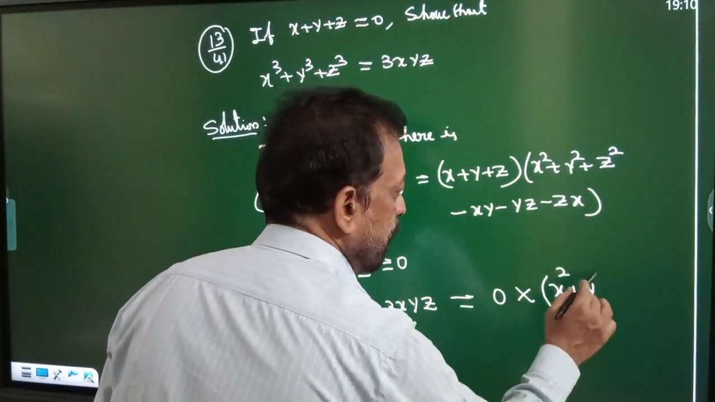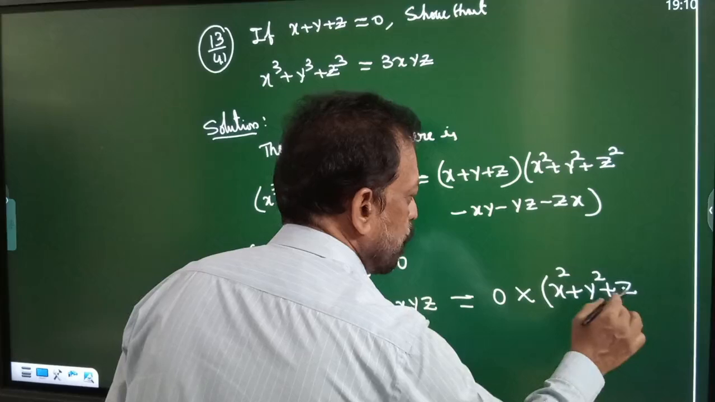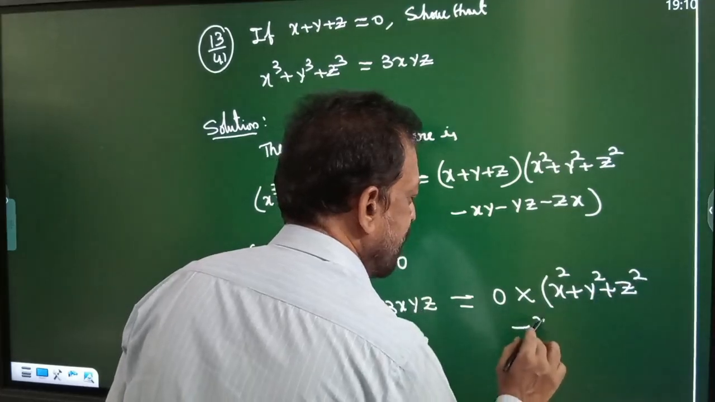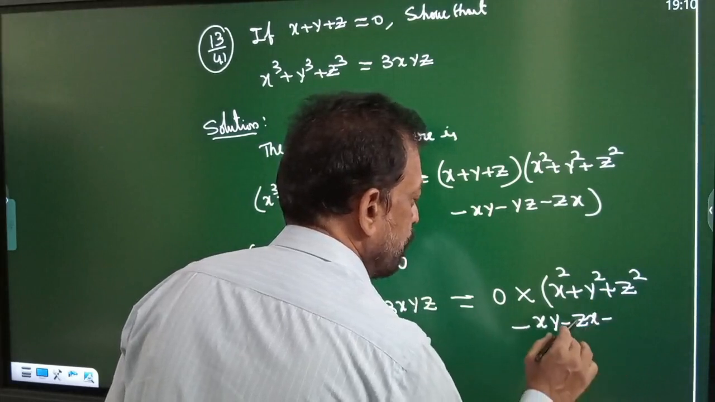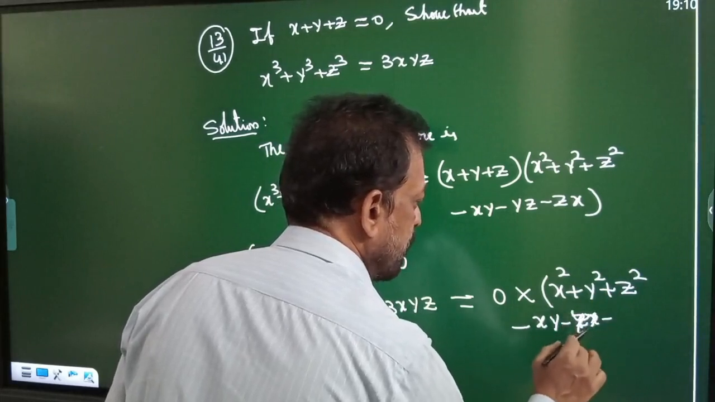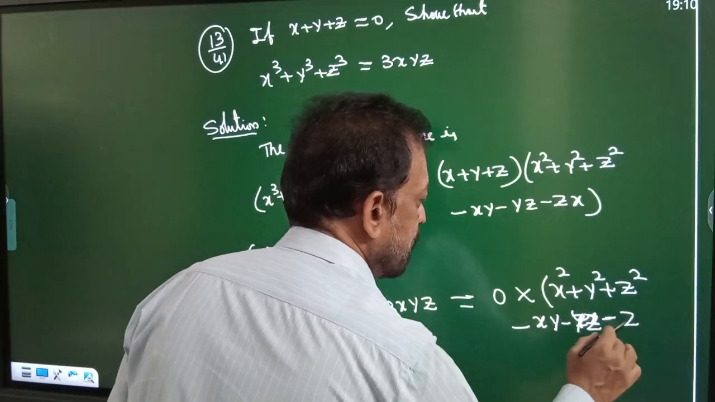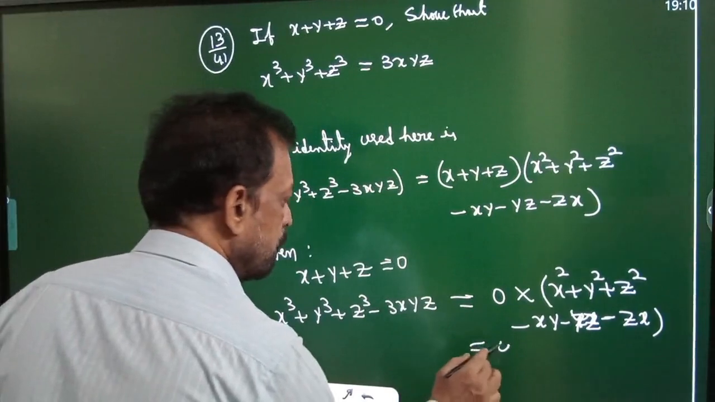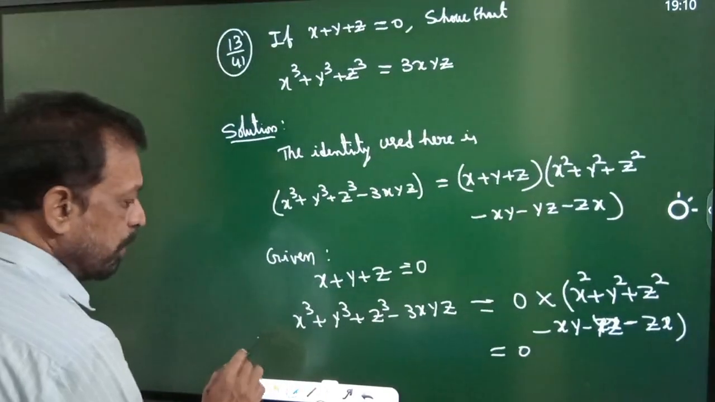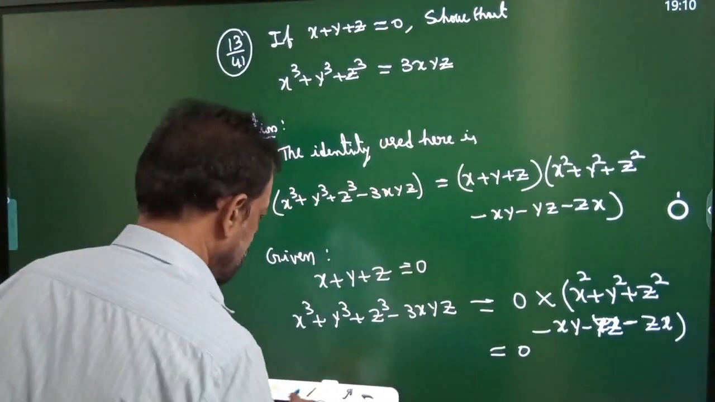x square plus y square plus z square minus xy minus yz minus zx, the given. So that is equal to 0. Okay? Because of that, don't write 0 immediately here. Better you can say it is 0.